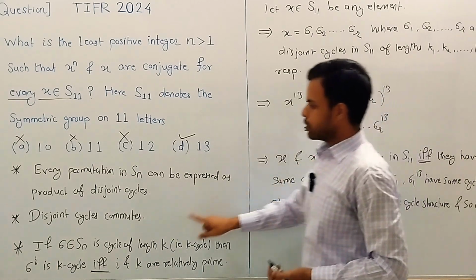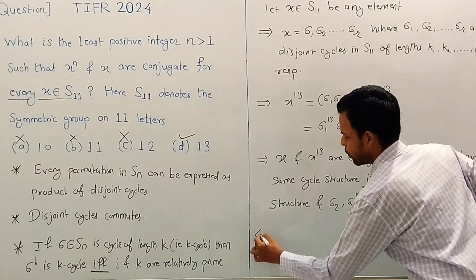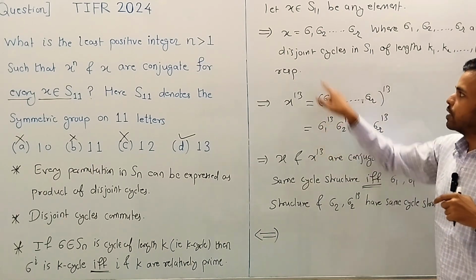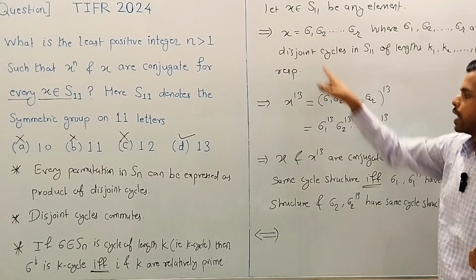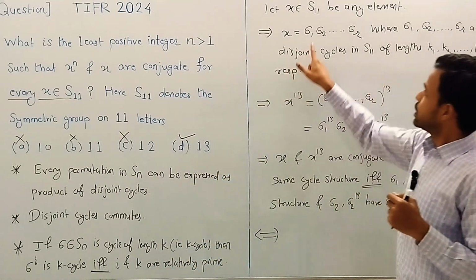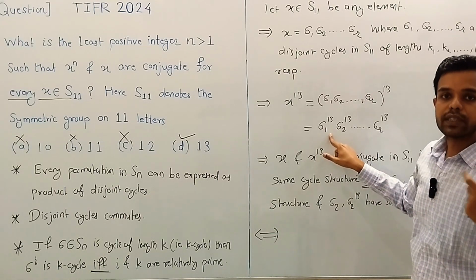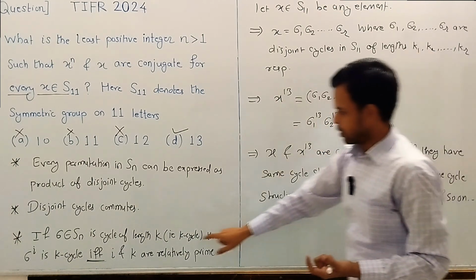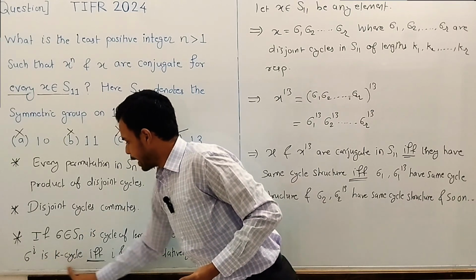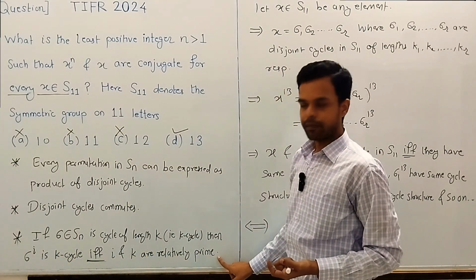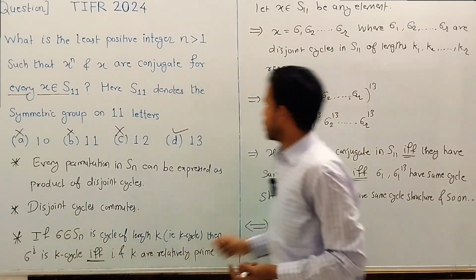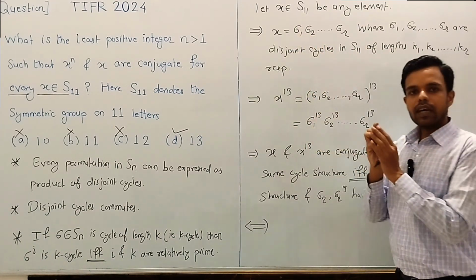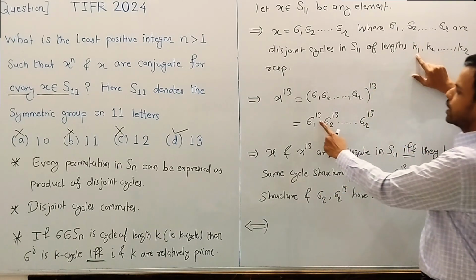Now we will use the third result. So this is if and only if sigma 1 and sigma 1 to the power 13 have the same cycle structure, which means that they are cycles of the same length. But by the third result, we know that sigma 1 and sigma 1 to the power 13 are cycles of the same length if and only if k1 and 13 are relatively prime. Because here we know that sigma to the power i is a k cycle if and only if i and k are relatively prime, where k is the length of sigma. Here the length of sigma 1 is k1. So sigma 1 and sigma 1 to the power 13 are cycles of the same length if and only if k1 and 13 are relatively prime.